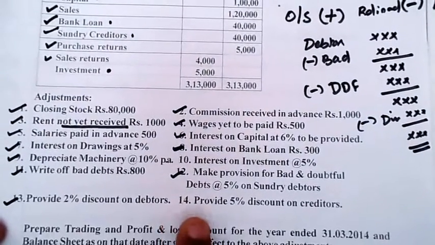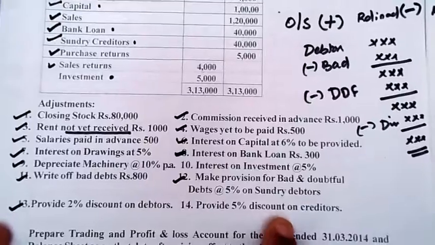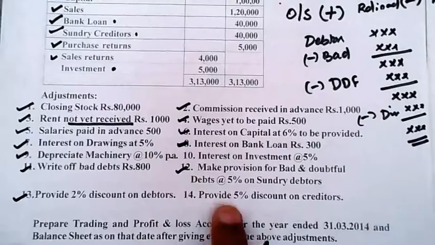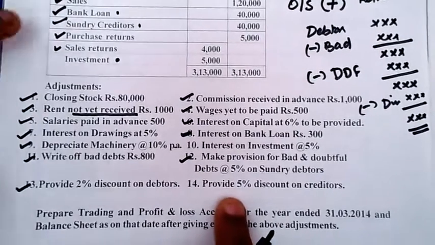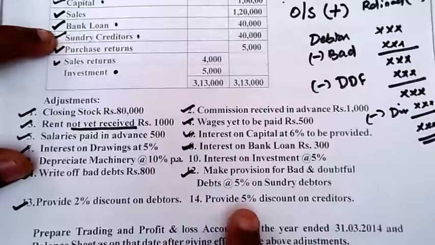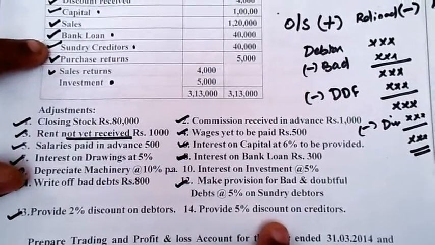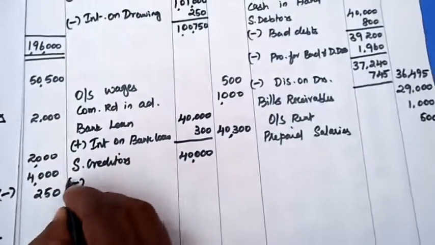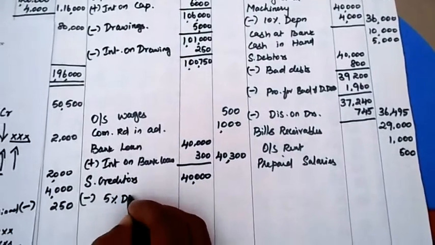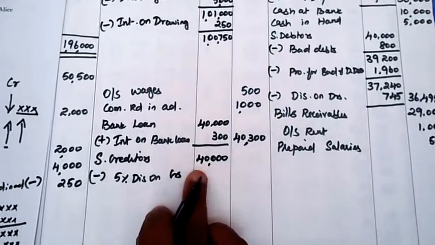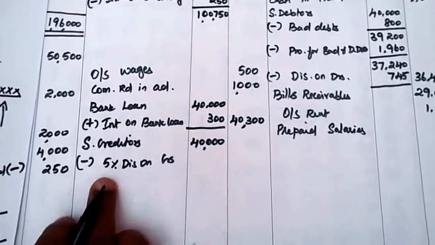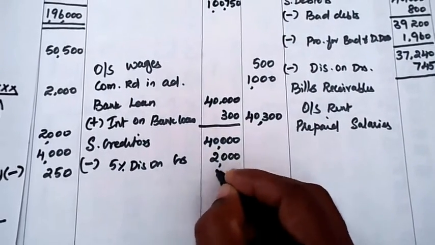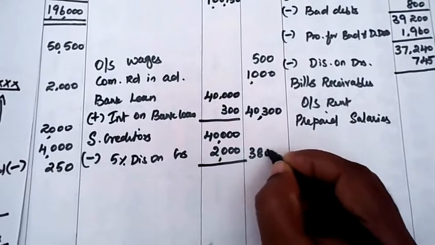Yeah, last adjustment. Provide 5% discount on creditors. Our supplier or creditors allowed 5% discount. So you need not pay 40,000 rupees. They have allowed 5% discount, which means it decreases our liability. Just subtract 5% discount on creditors. So you need not pay 40,000. They have allowed 5% discount on this amount, 2,000 rupees. So now you are going to pay only 38,000.